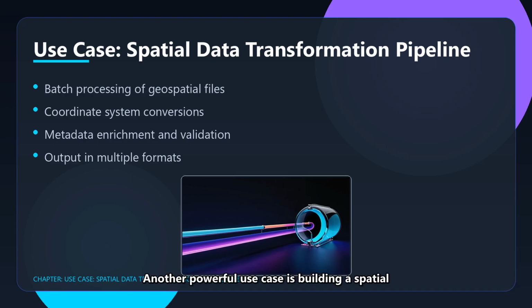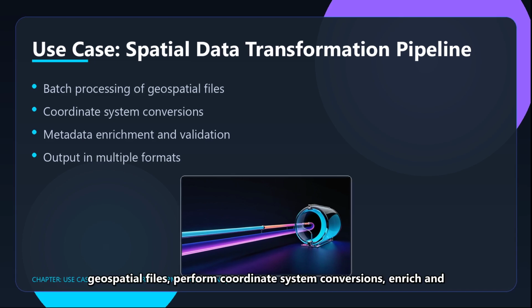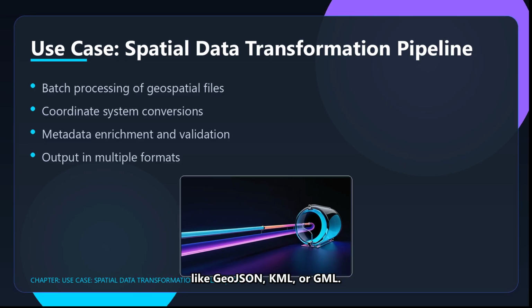Another powerful use case is building a spatial data transformation pipeline. Apache SIS can batch process geospatial files, perform coordinate system conversions, enrich and validate metadata, and output data in multiple formats like GeoJSON, KML, or GML.